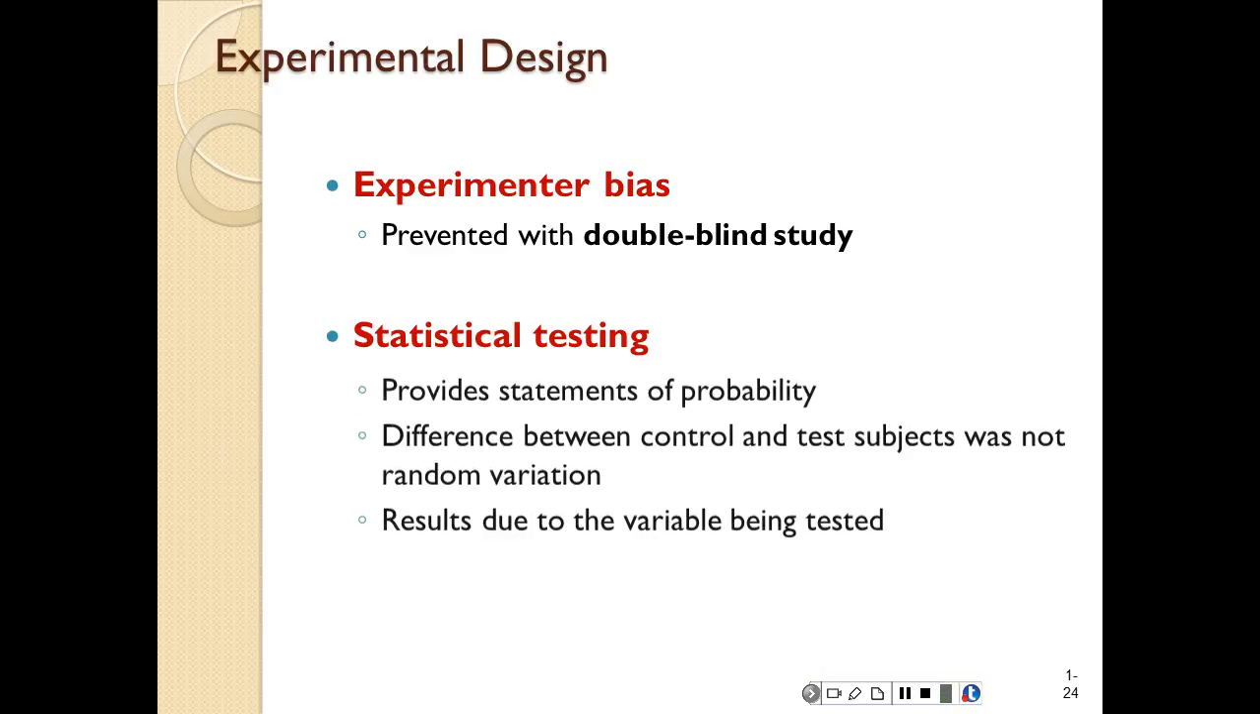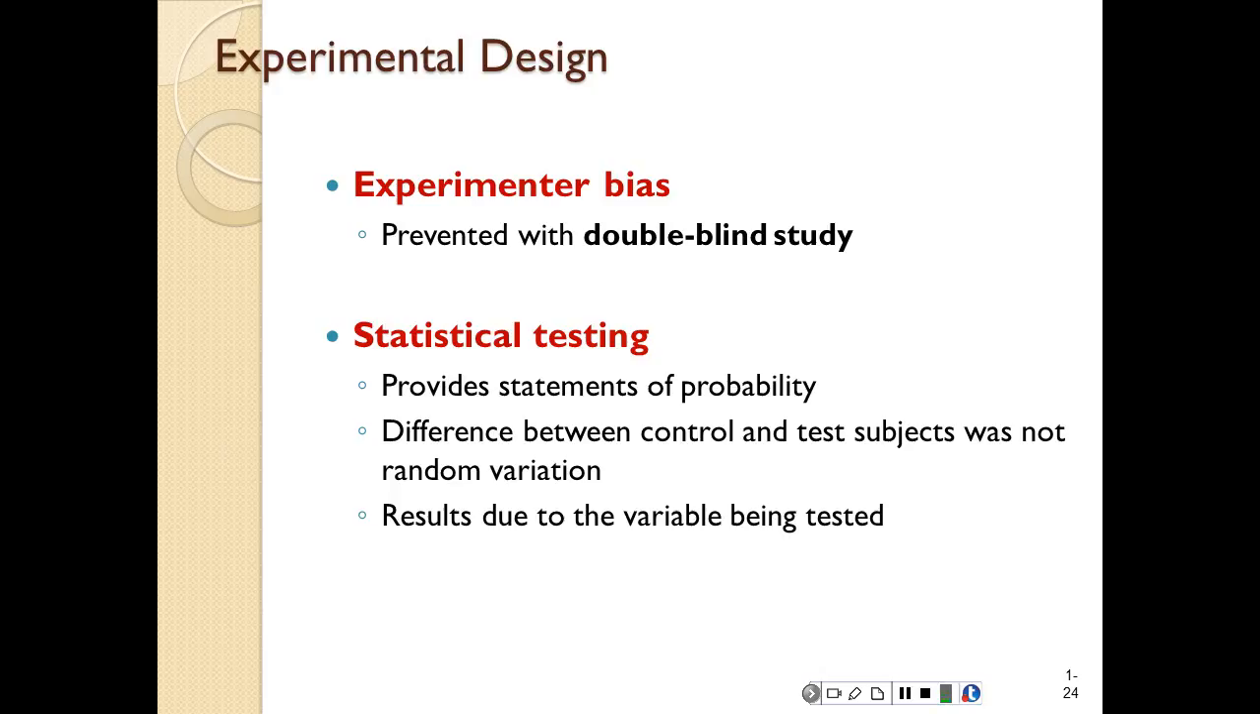Okay. Then we have statistical testing. This allows evaluation of whether a result has occurred simply by chance. Okay. It shows the difference between control and test subjects that does not come from random variation. The results are due to the variable being tested.